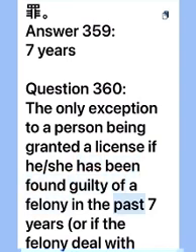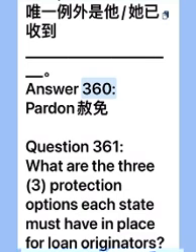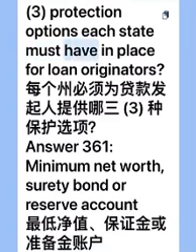Question 360. The only exception to a person being granted a license if he/she has been found guilty of a felony in the past 7 years, or if the felony deals with money crimes, is if he/she has received a what? Answer: Pardon.